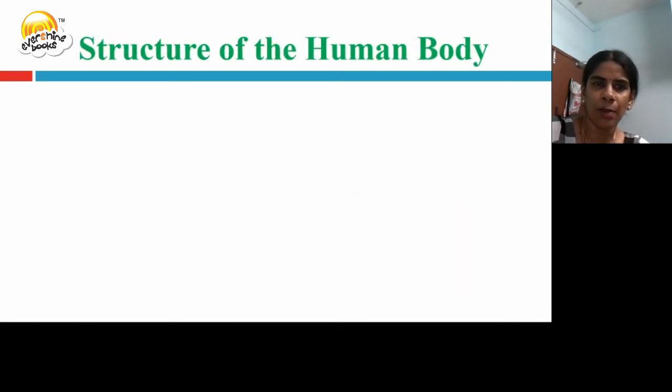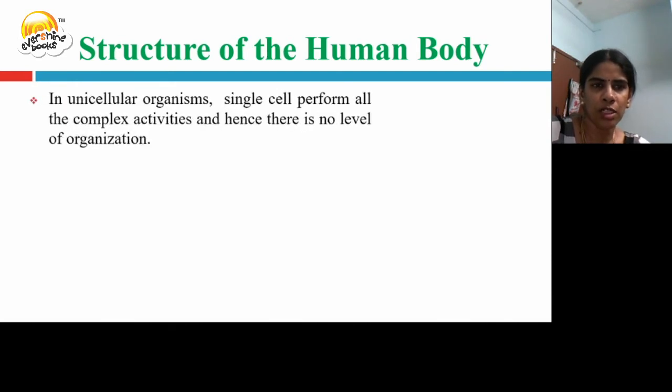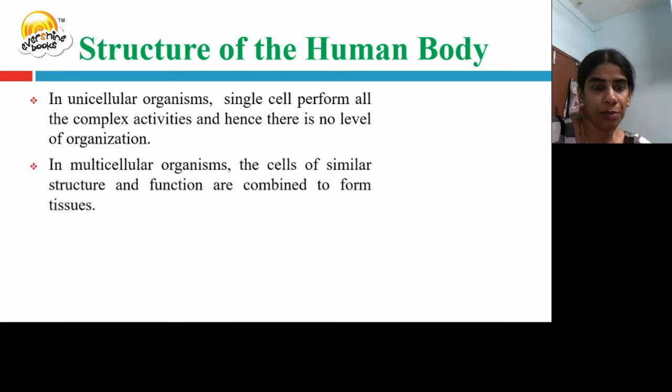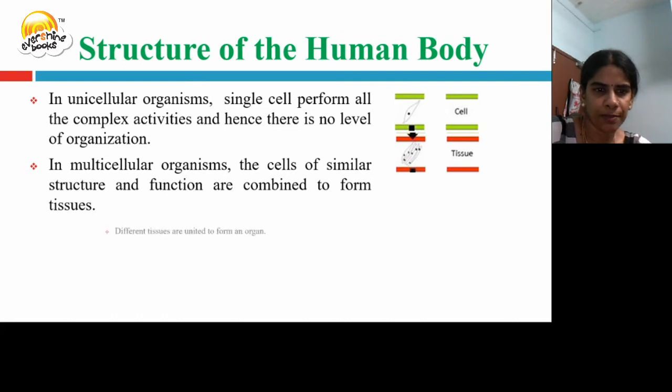Let us now learn about the structure of the human body. We know that in unicellular organisms, only one cell, that is a single cell, performs all the complex activities. And so, there is no level of organization. But in multicellular organisms, cells of similar structure combine to form a tissue to perform functions. The cells together form tissues.